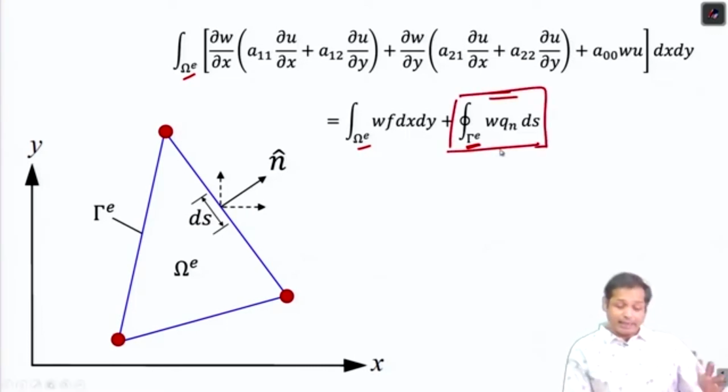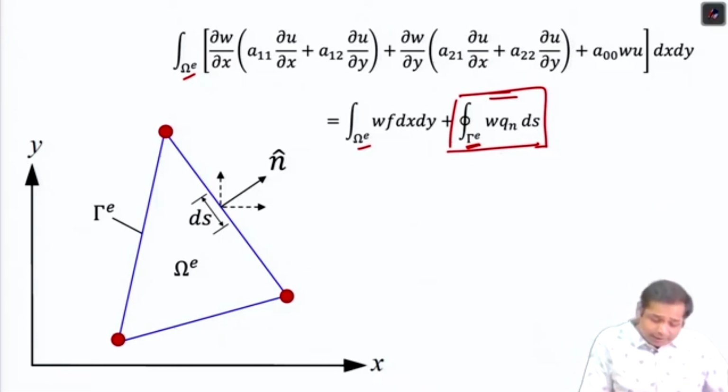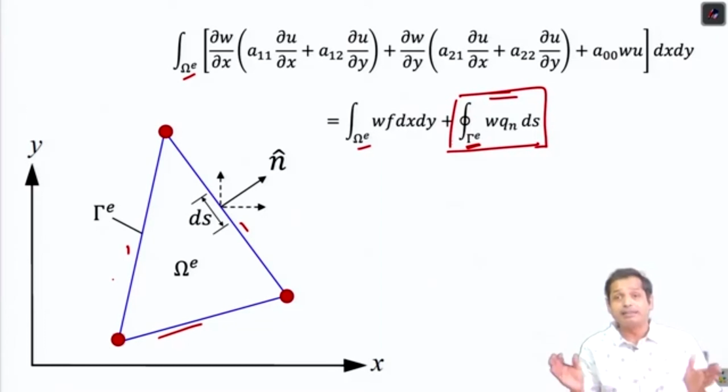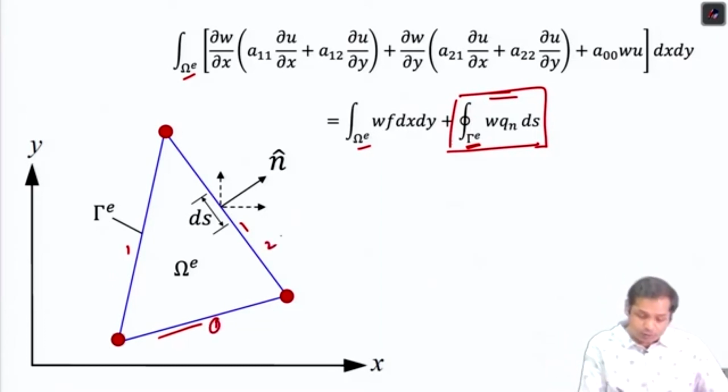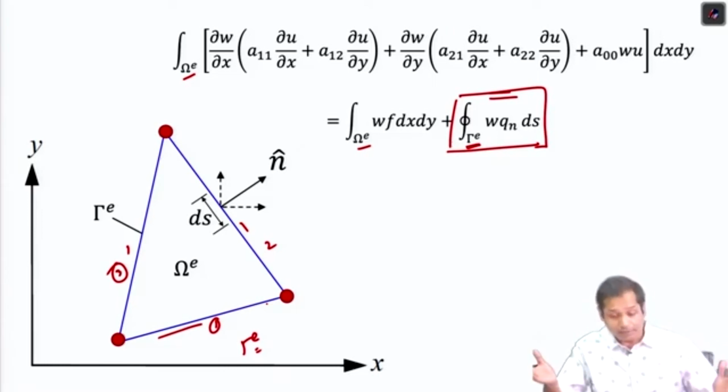but it is of relevance to mention right now, look at this element. The boundaries are essentially these. So here the boundary is essentially three lines: this is 1, this is 2, and this is 3. So gamma e essentially is this boundary plus this boundary plus this boundary. Okay, we will come to this term shortly.